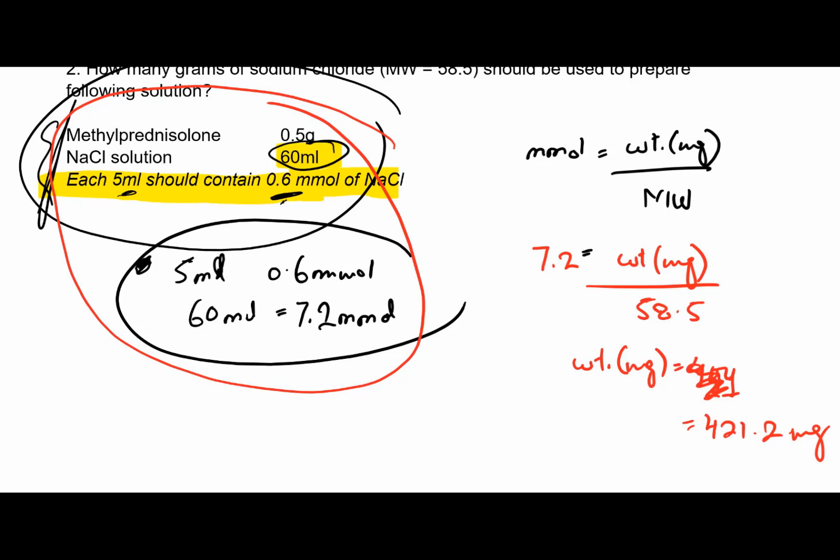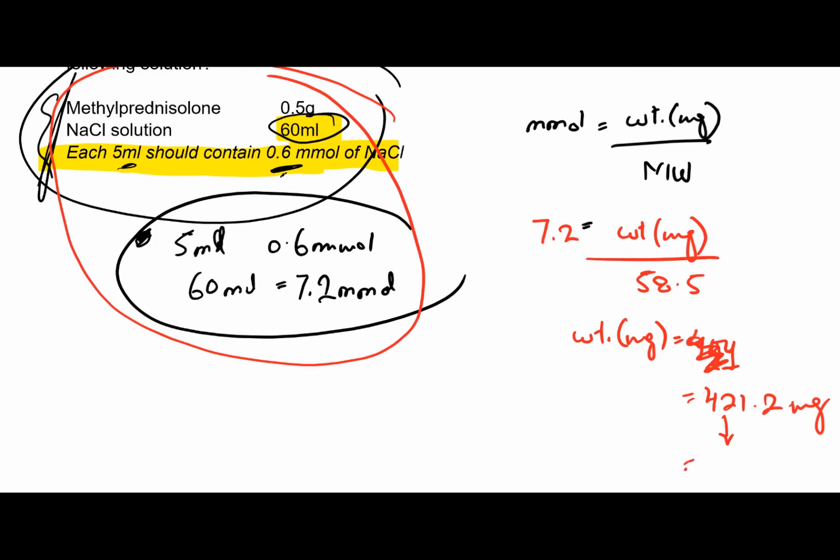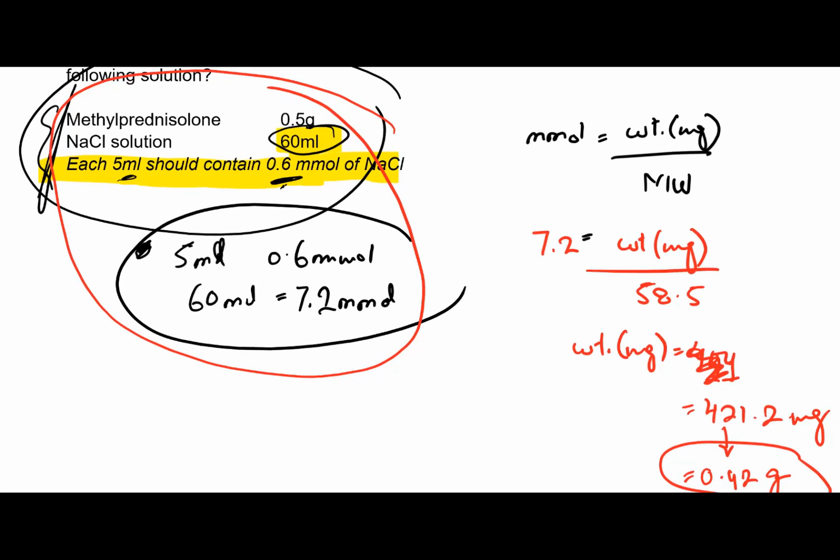421 milligrams, and I have to convert that into grams. So that will be 0.42 grams. So that's the answer, because they asked in grams. Is everybody with me? So far you have seen that if you just write the equation and try to plug the values in the equation, then it's like on autopilot mode.